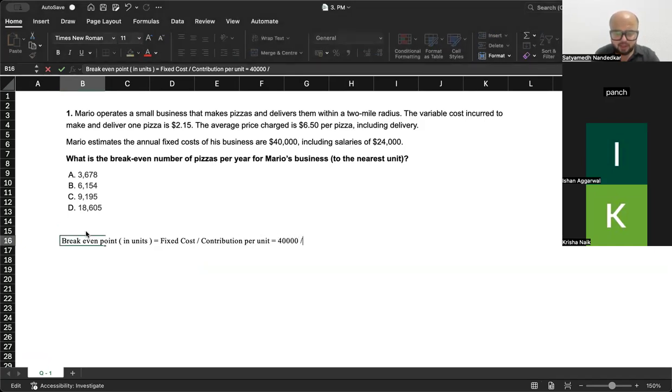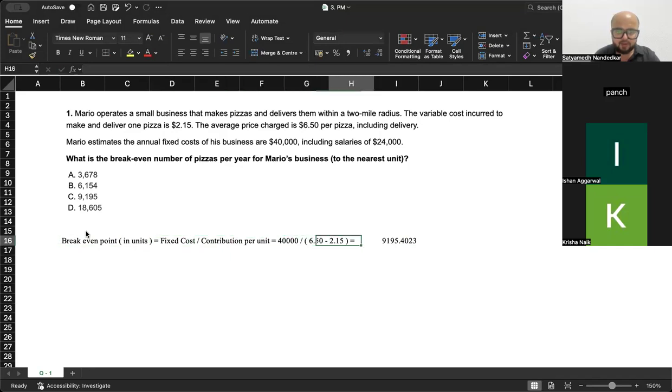Simple question. Okay. In the denominator is contribution per unit. The variable cost incurred to make and deliver a pizza is 2.15. Average price charged is 6.5 per pizza, including delivery. So 6.5 is the selling price charged. Variable cost is 2.15. How much will this be? So 40,000 divided by 6.5 minus 2.15 is 9195.4. Now the question is, round it off to the nearest unit.